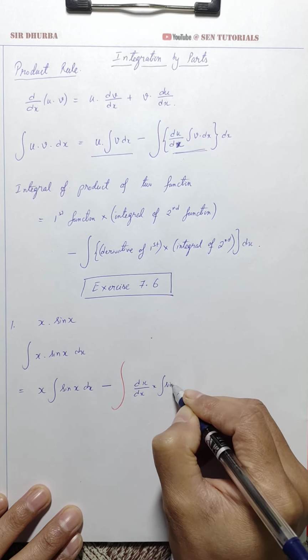Next, question number 3. Integration of x squared e power x with respect to x. So again, ILATE. Algebraic, exponential. So exponential is always the last function. So again, this is going to be my first function. This will be my second function.